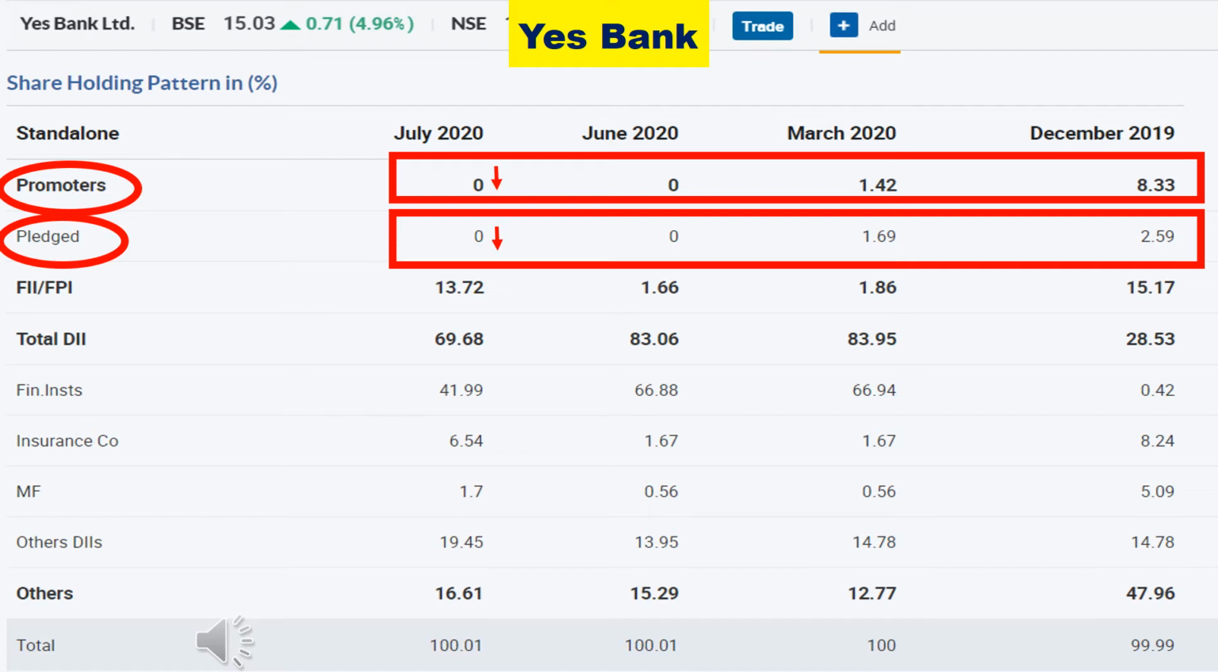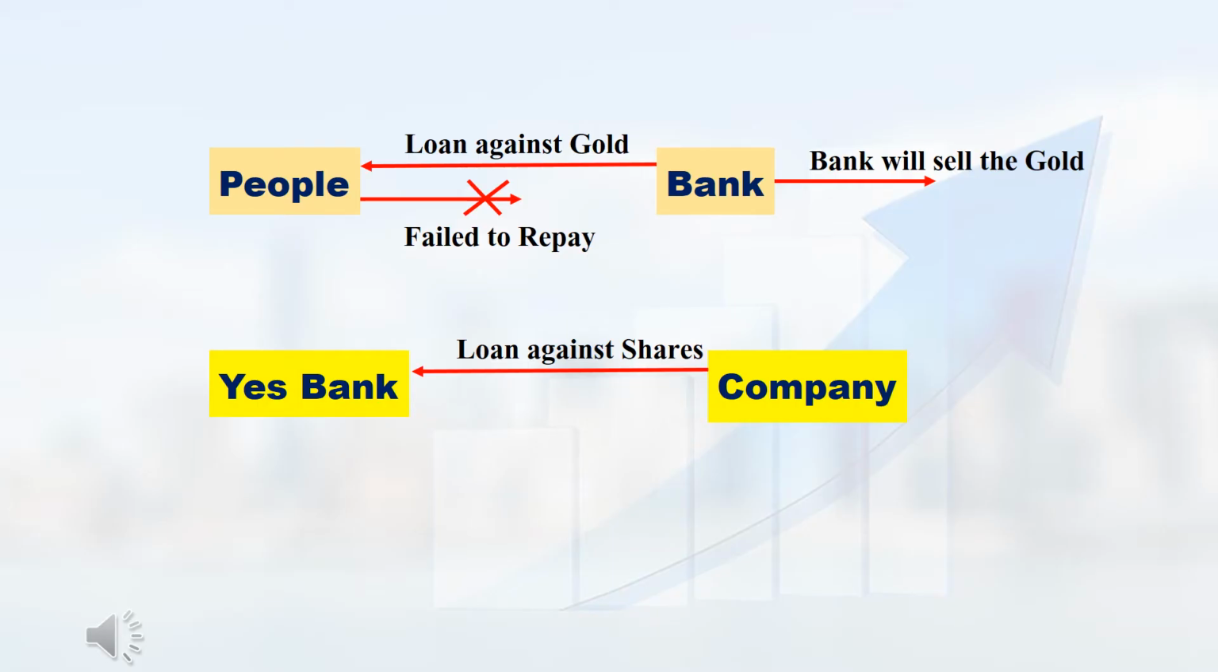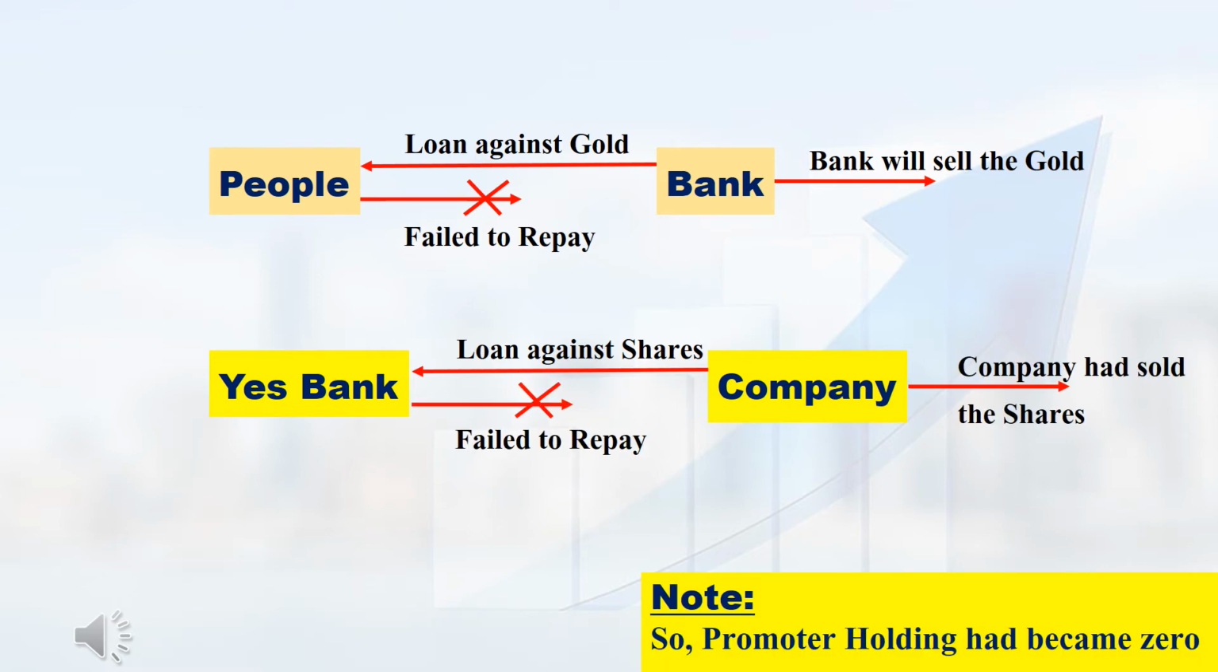In Yes Bank, we will now see what actually happened. Suppose I take a loan from a bank against my gold and I don't repay the loan, then the bank will sell my gold. The same thing happened in Yes Bank also. Yes Bank's promoter had taken a loan from a company by pledging their shares. Finally, the Yes Bank promoter failed to repay the loan, so that company sold the shares. That is why promoter holding has become 0. This is a big negative sign for Yes Bank.